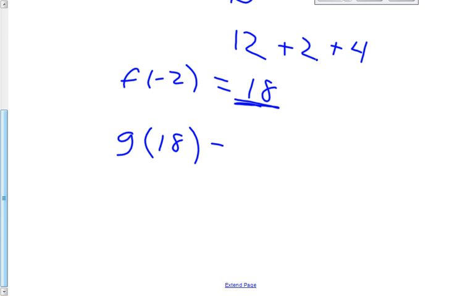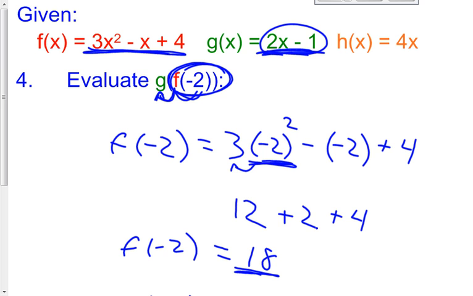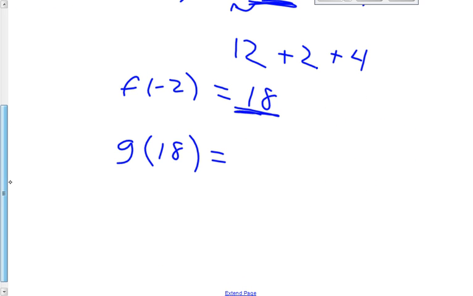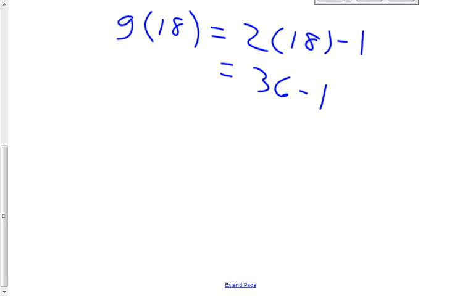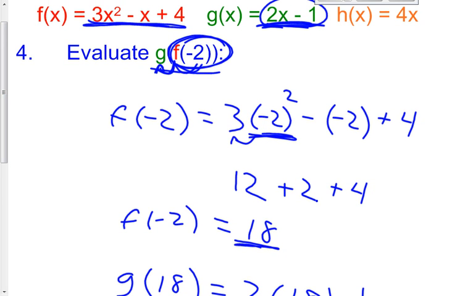g of 18 equals, here's our g function, 2 times x, so 2 times 18, subtract 1. 2 times 18 is 36, and 36 minus 1, our answer is 35. 35 is what we get when we have g of f of negative 2.